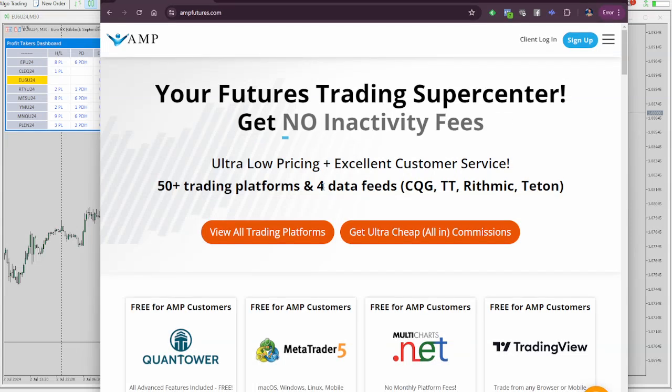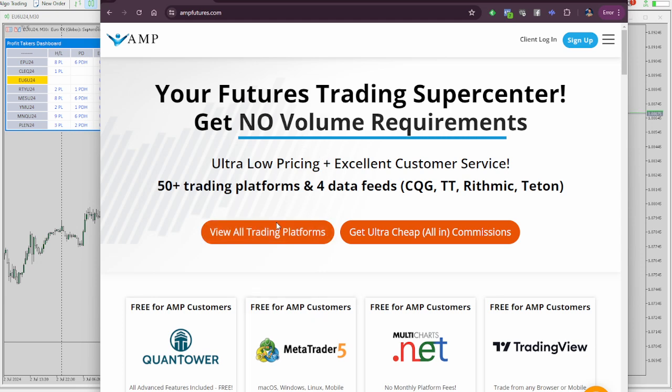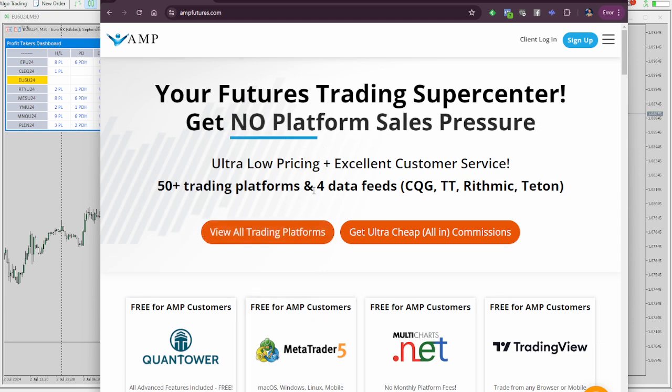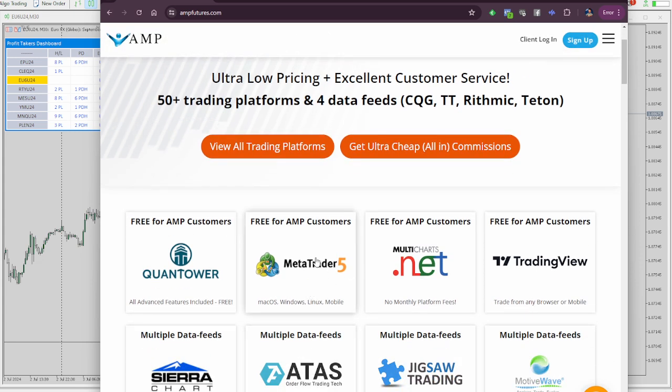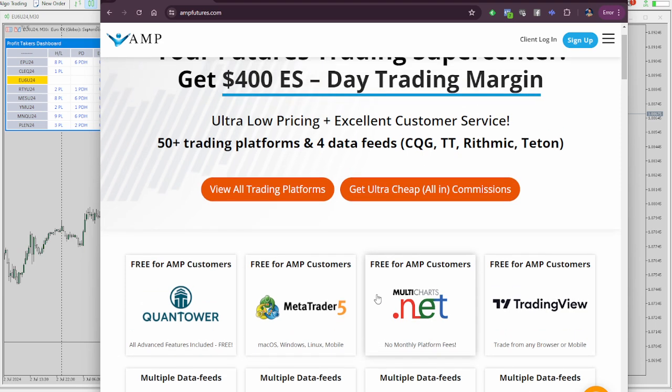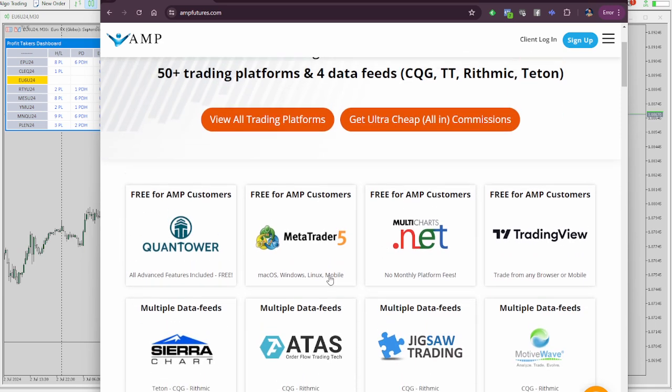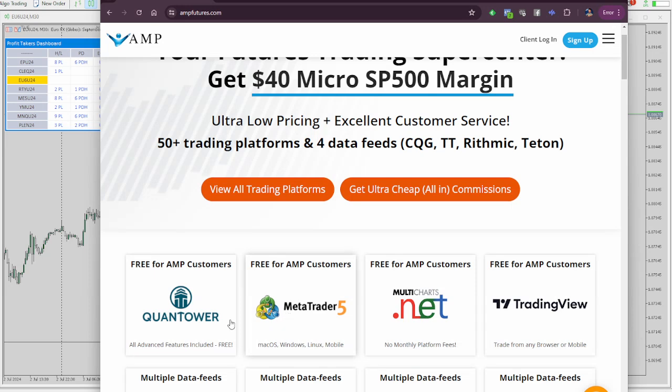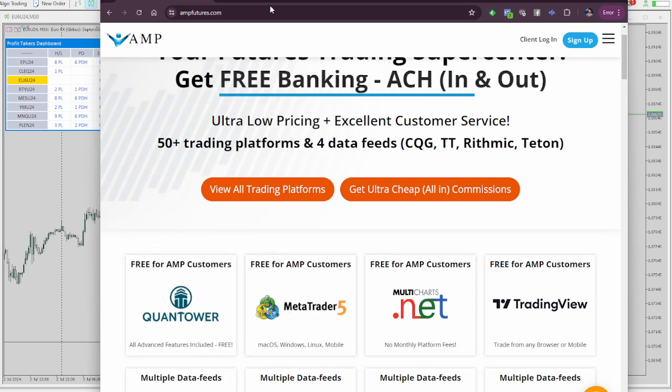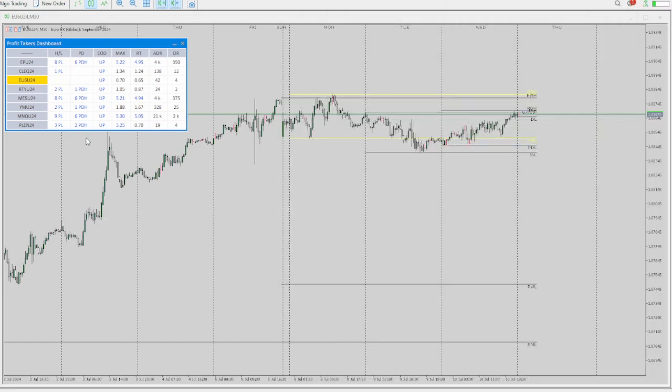I wanted to make sure you guys knew about AMP, ampfutures.com. Now, you can leverage this broker. This is a US broker. They have MetaTrader 5 available, and that is what I'm going to demo for you all here. Of course, you can use them for other platforms as well. But with MetaTrader 5, we have the Profit Takers dashboard available for that.